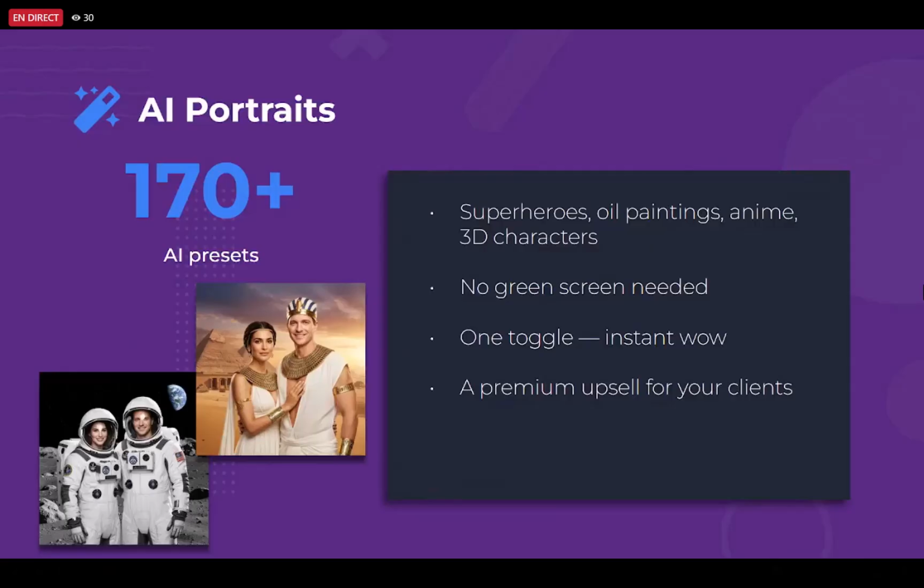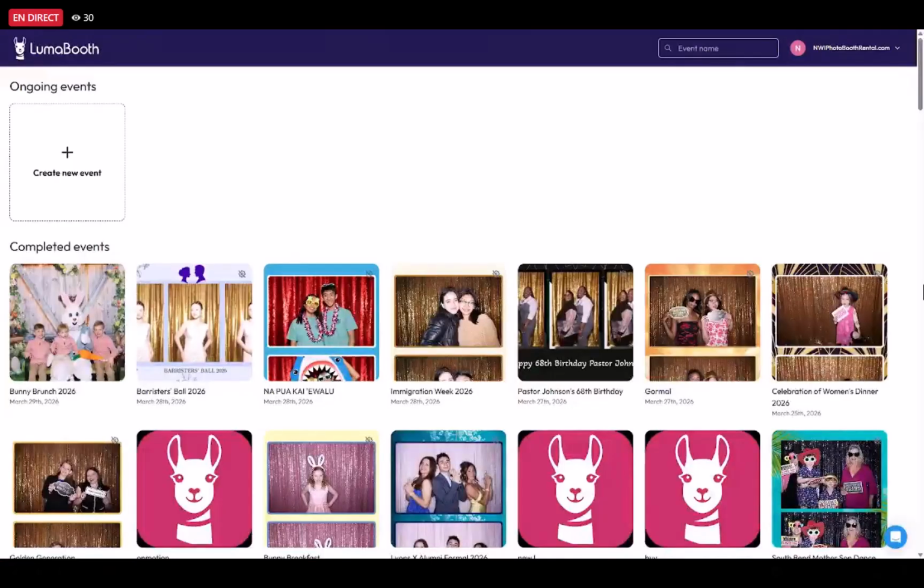So when we go into the dashboard, we have a fairly familiar look. This is actually my account. We can see our past events. We have the option to create a new event. So we'll go ahead and jump right in and create a new event.